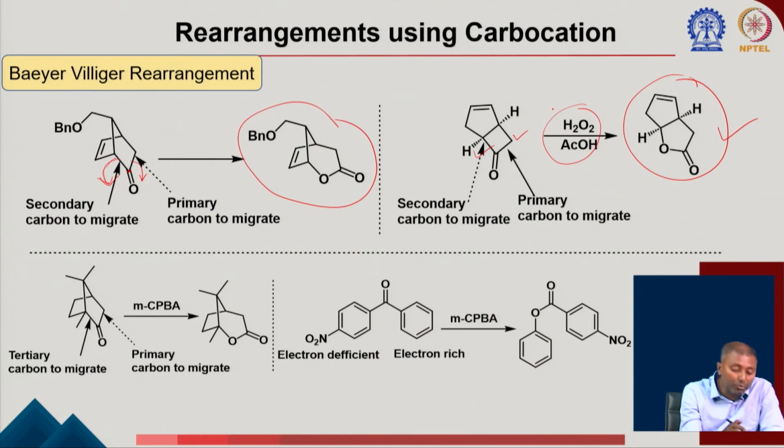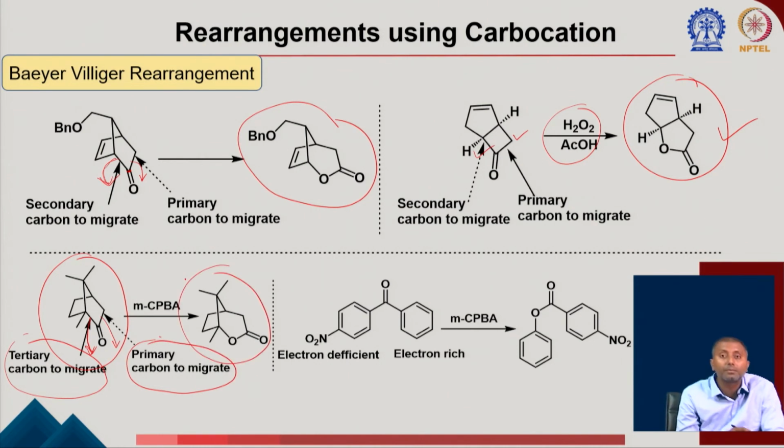Now we come back to a very important example here. After this is attacked and forms the corresponding Criegee intermediate with MCPBA, what is happening now? You can think about there are two different sides here. You can migrate from this side or from this side. What we are observing is that the migration happens from this side only. This is because this is a tertiary carbon to migrate versus a primary carbon to migrate. That is why it ends up as this particular product.